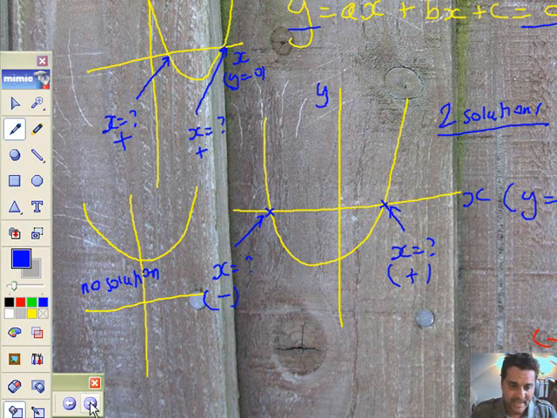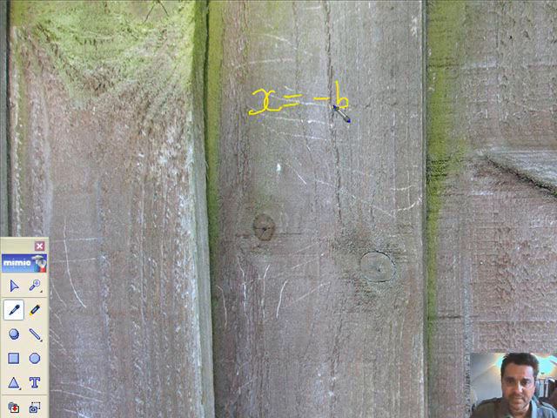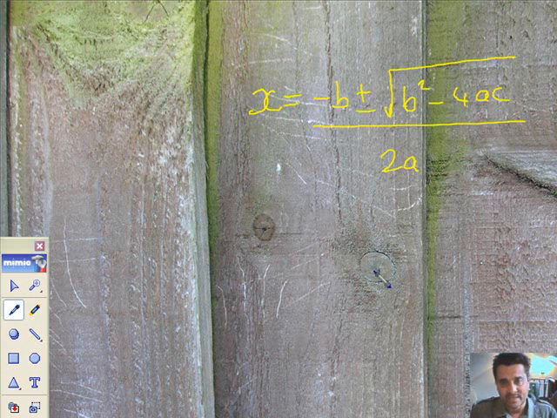Now, let me extend it slightly by going to a fresh page. Right, now look at this. Do you remember this equation here? The quadratic formula: x equals minus b plus or minus the square root of b squared minus 4ac, all divided by 2a. Now again, the a value is the value in front of the x squared, the b value is the value in front of the x, and the c value is the value at the end of the quadratic. Let me just rewrite that.